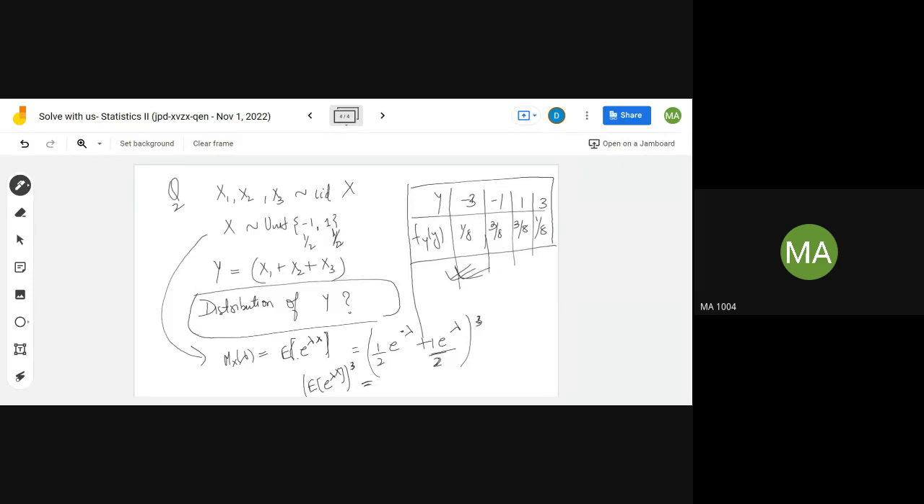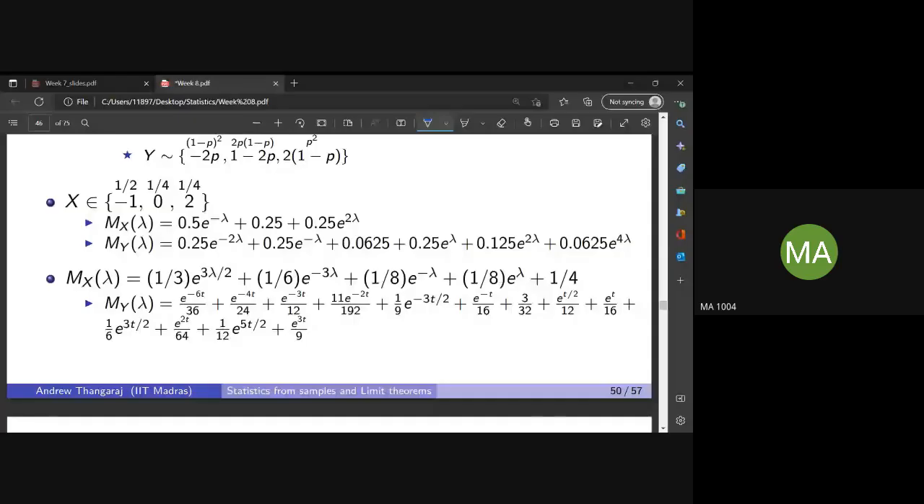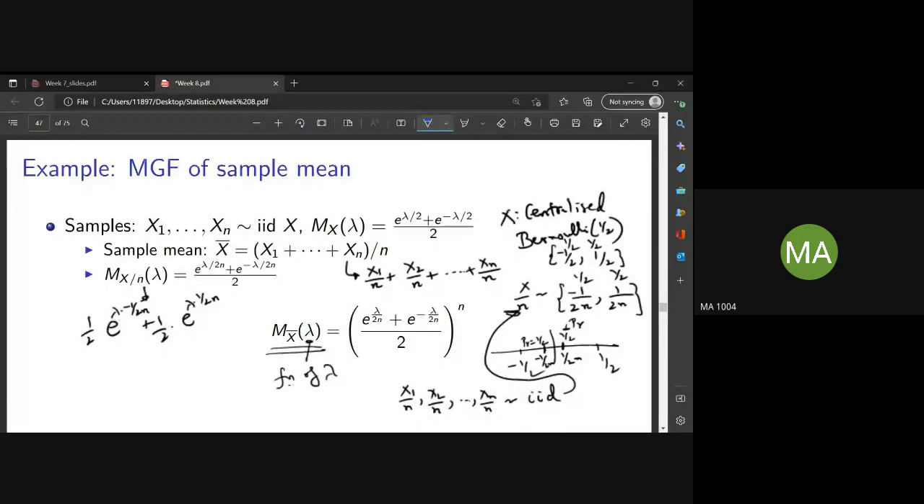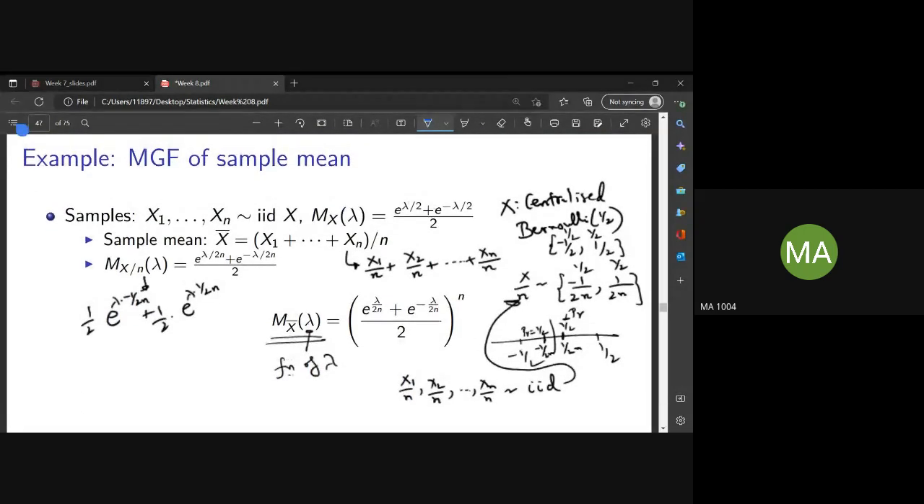Any doubt in this? No, ma'am. Okay. All right, so this is done. Now we have MGF of a sample mean.